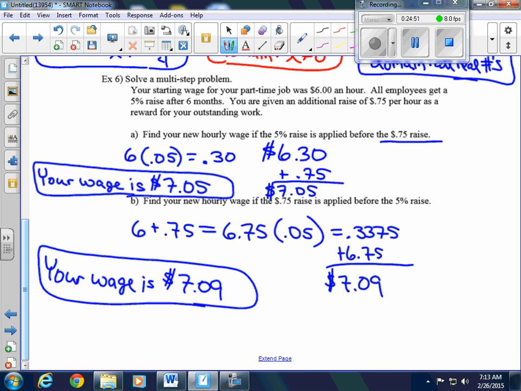So if you had the choice here, you should pick to have your 75-cent raise put on first, because then we're taking 5% of that rather than 5% of your starting salary.